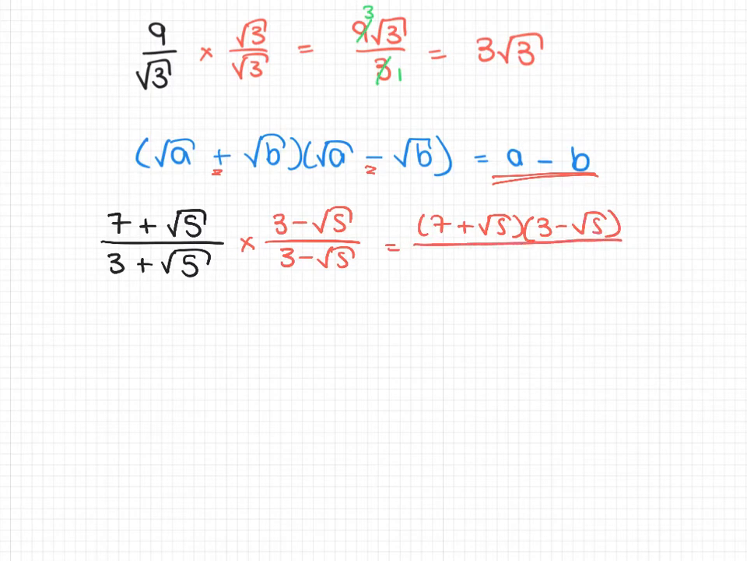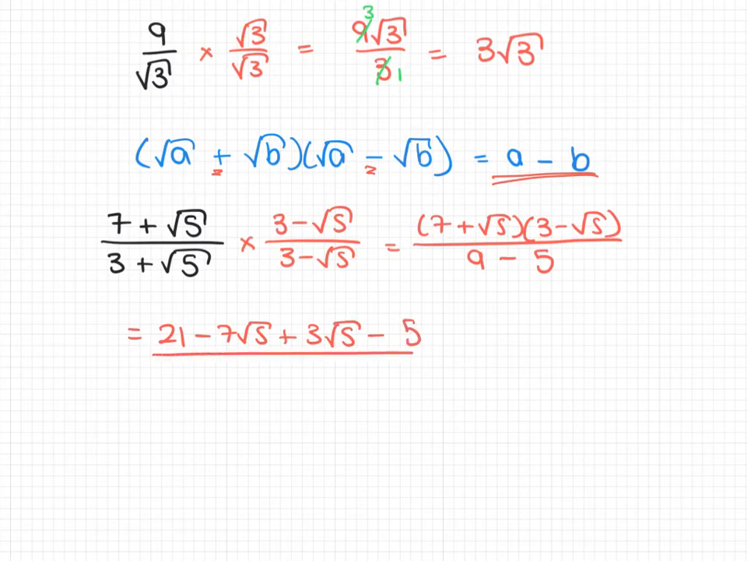And you can either multiply at the bottom, or we can use this rule. It's just going to be 3 squared, which is 9, minus root 5 squared, which is 5. And the top line is going to become 21 minus 7 root 5 plus 3 root 5 minus 5. And 9 take away 5 is 4 on the bottom. And if we simplify the top, 21 take away 5 leaves me with 16. Minus 7 root 5 plus 3 root 5 is minus 4 root 5. And the bottom line is 4.